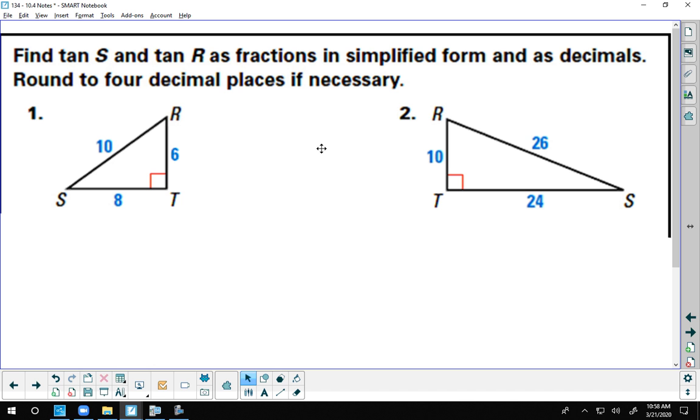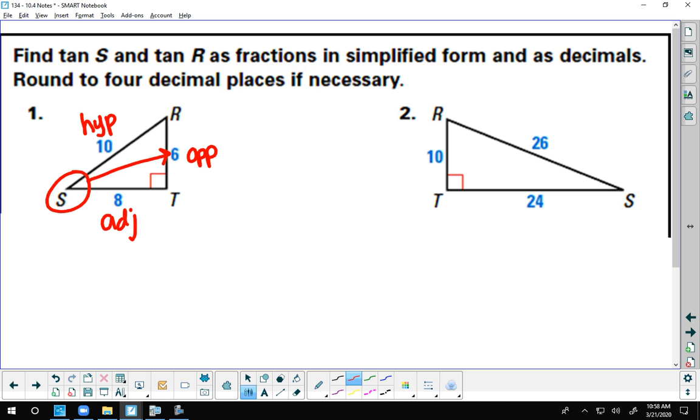I'm going to skip these. These are just like the last example. Actually, I'll do them. Okay, so first let's focus on angle S. So this is the hypotenuse. Always label that one first. Opposite is across from. So across from that angle is our opposite side, which means that this is the adjacent side. So the tangent of S is opposite over adjacent, which simplifies to 3/4.